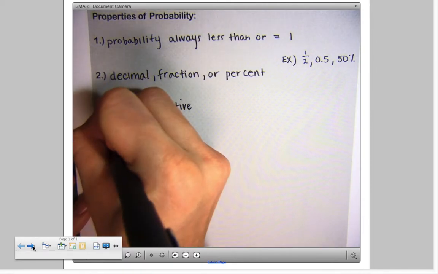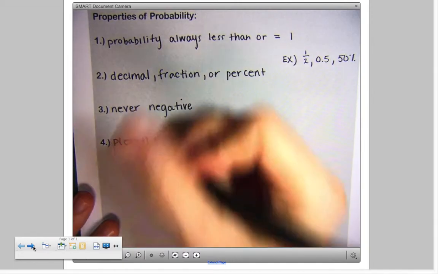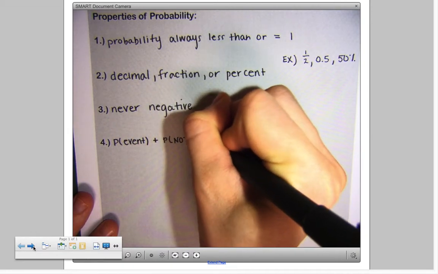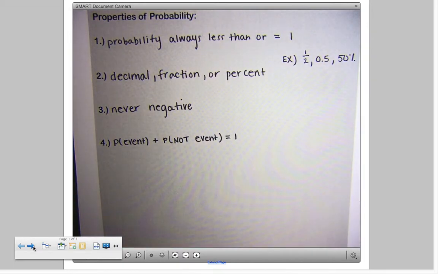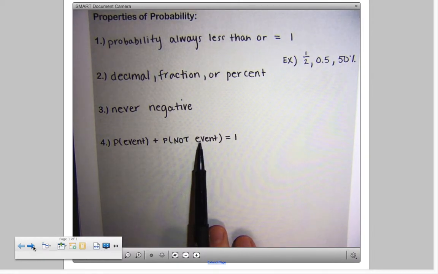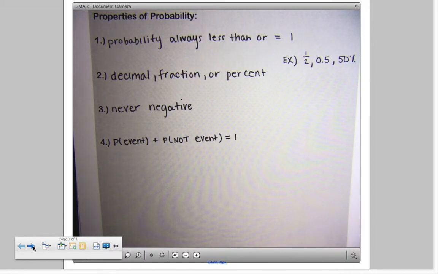Okay, and the last one, the probability of an event plus the probability of not the event is equal to 1. For instance, if we flip a coin and want to know the probability that we get heads, there are only 2 options on a coin. So we'd have the probability of a head plus the probability of not a head. The only other choice besides a head is a tail, so the probability we get a head or not a head is going to happen 100% of the time because there are only 2 options.